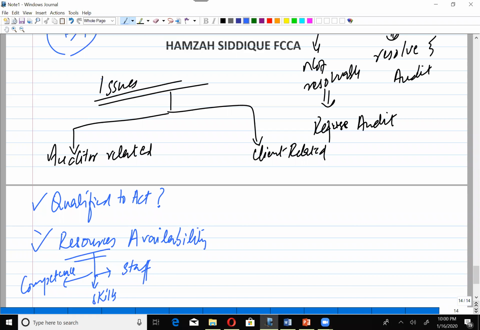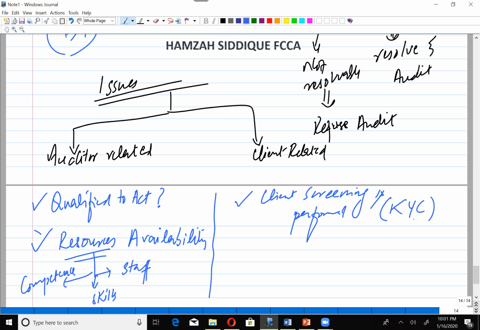Now, the next is client-related issues. Students, first of all, client screening is performed. Same as KYC, know your client. We discussed due diligence a few minutes ago. The same is done to know whether it is a low risk client or a high risk client, whether we should accept them, who they are, who the owners are, what the purpose of the business is, what the source of funds is, what the background of the business is which wants audit from us. So we get information about them.